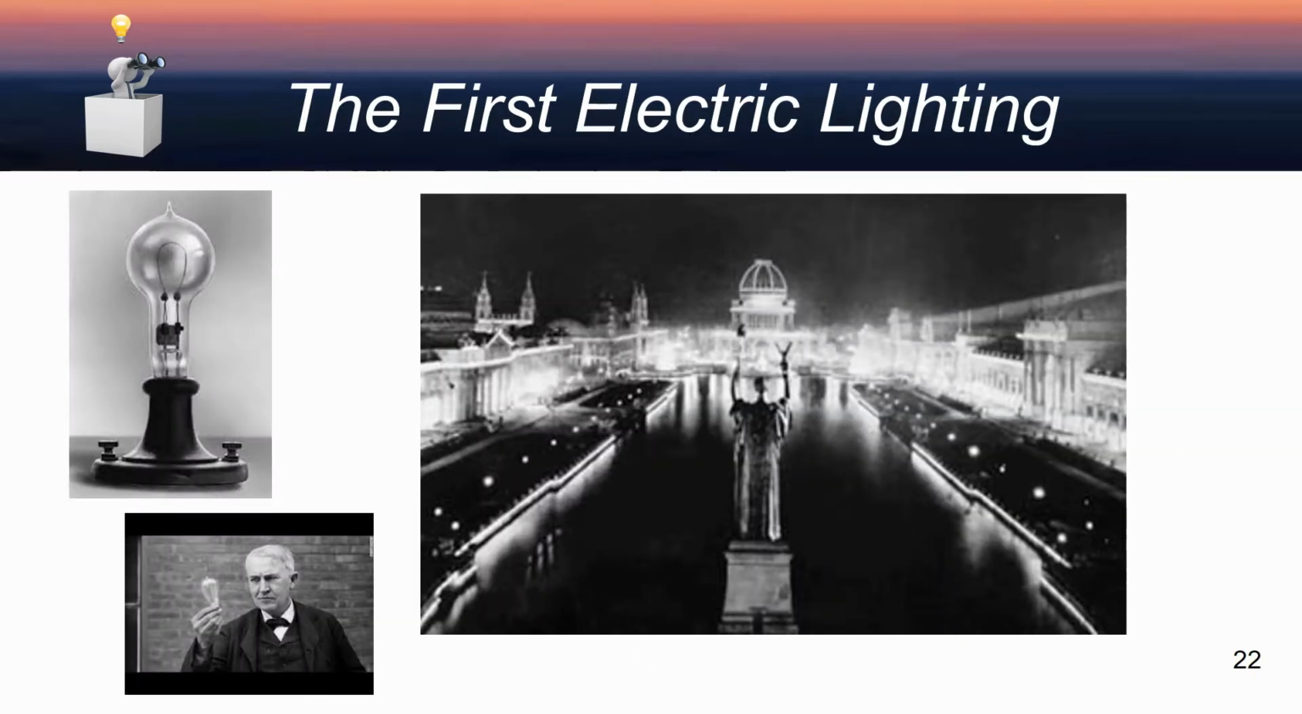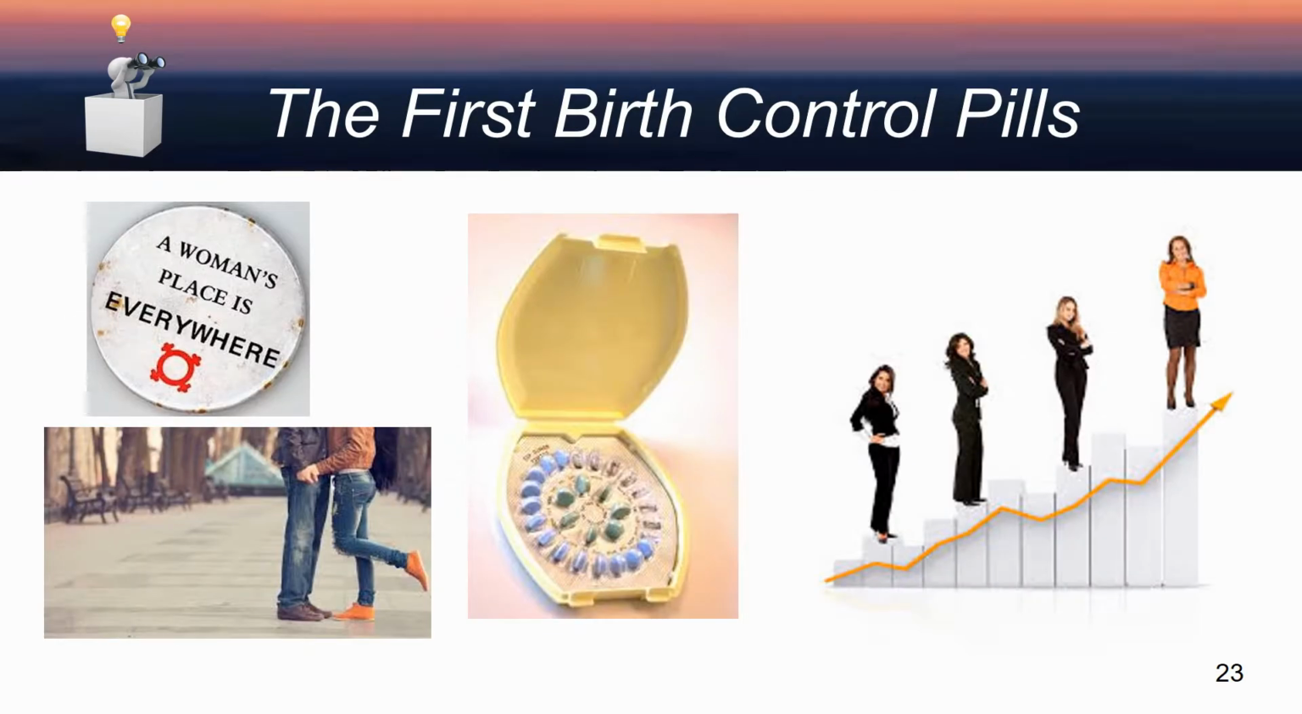The first electric lighting converted night into day and opened up immense opportunities for man's productivity during the night and for social activities as well. The first birth control pills was a major advancement and disruptive innovation, allowing women to have greater control over their lives.